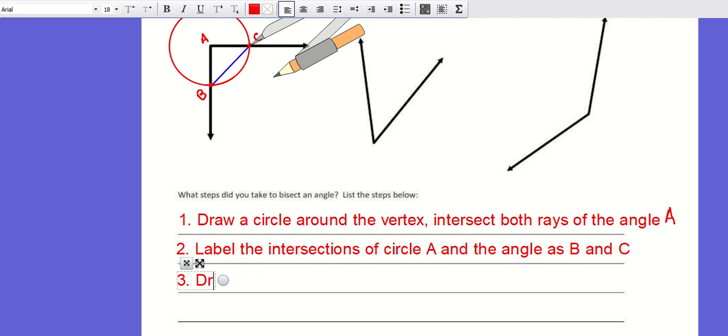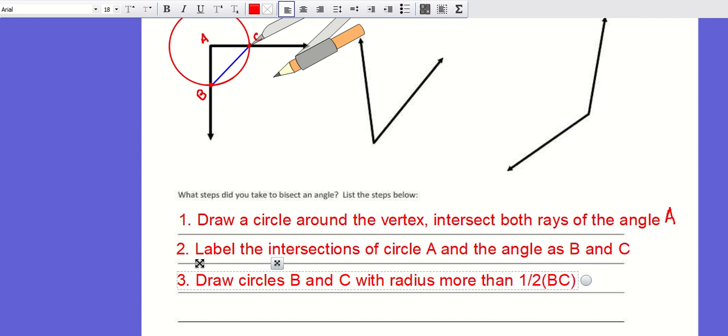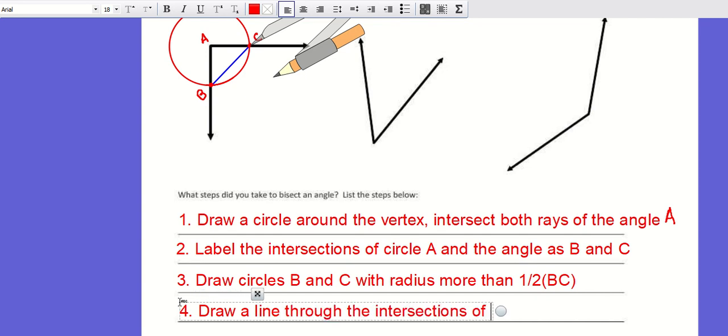Now we can just say it if you want to. Draw circles B and C with radius more than half of BC. And then draw a line through the intersections of circles B and C. Okay? So I'll give you guys time to copy that.